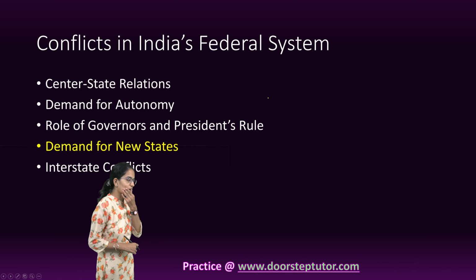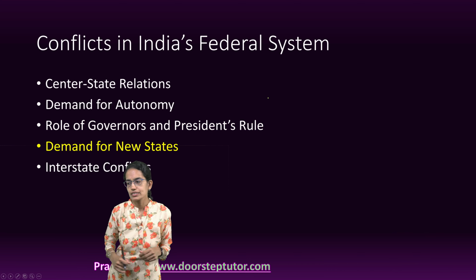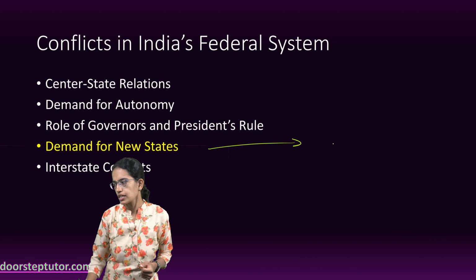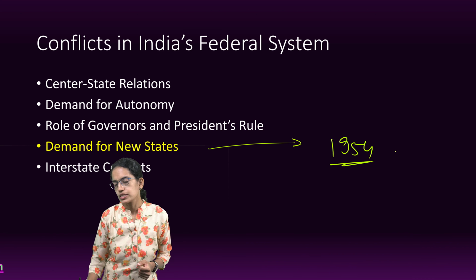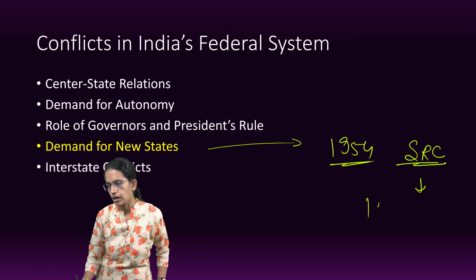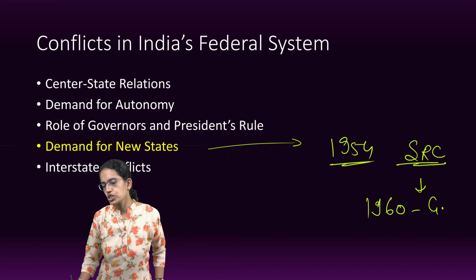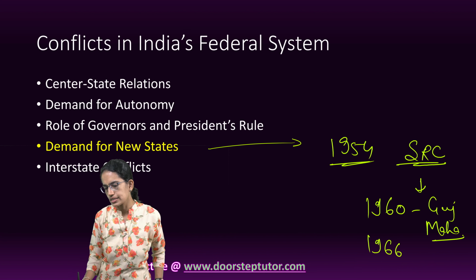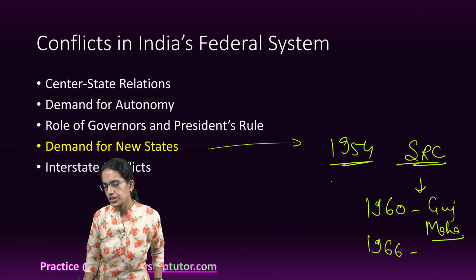The next is demand for new states. As I said, the demand started with the linguistic issues and the creation of language states. So in 1954, the State Reorganization Commission was established, and various linguistic groups were taken into account. In 1960, Gujarat and Maharashtra were the two states that were created. In 1956, Andhra Pradesh was created.